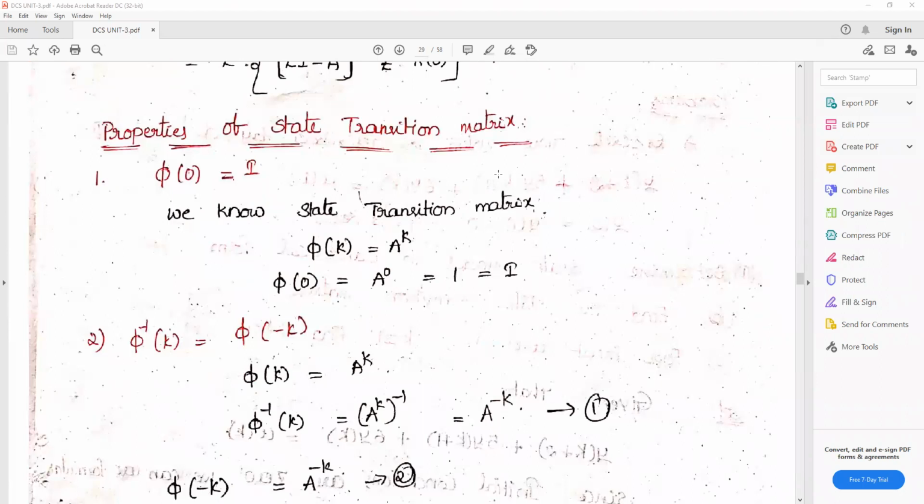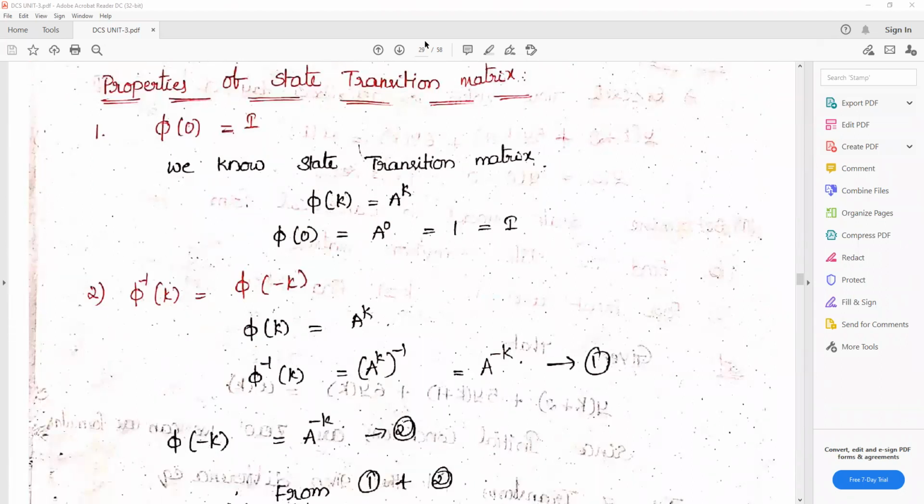Next, the properties of the z state transition matrix, which are very important. The first property is phi of 0 is equal to I. You have to prove that phi of 0 equals I.